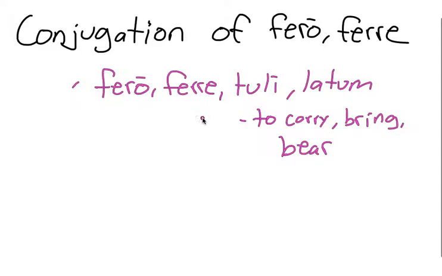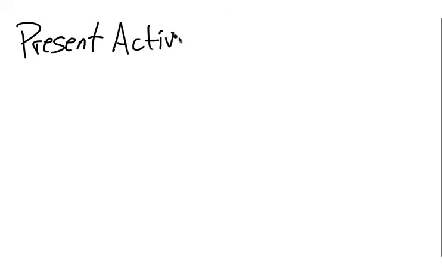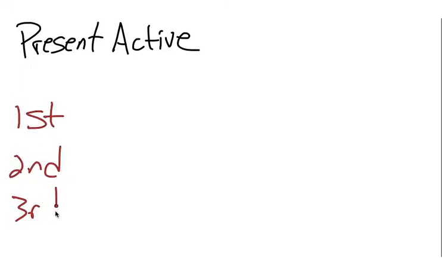Okay, so we're going to go through each tense of the indicative. We're going to start with present. I'm going to take you through present active first and then present passive. I'm going to set up my chart of first, second, and third, in singular and plural. So fero looks like this.